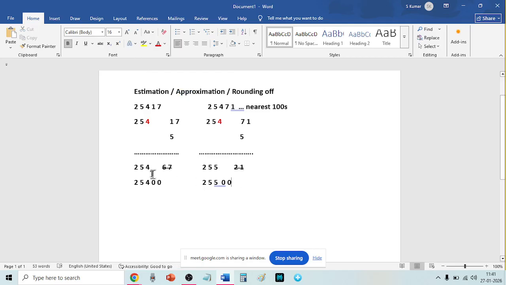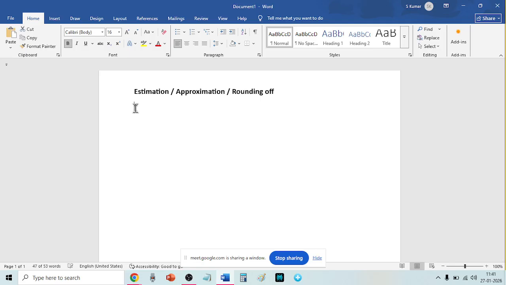So here you got 250, 400, and here you got 250, 500. Because this was 17, and 17 is less than 50, while 71 is more than 50. 17 means less than 50; 71 means more than 50, more than half. So that also you can use; see if it is less or more. So there is the rounding or estimation. When we do rounding or estimation, it can be up to the nearest thousands, nearest 10,000s, nearest lakhs.